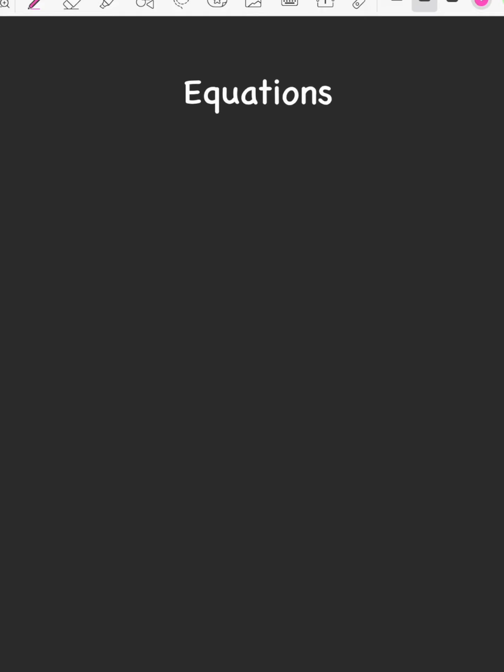Now, what is an equation? An equation has the equal sign, which means that the equation is true on both sides. And this will make more sense once I write out an equation. For now, we're going to just start with the basic equation example, and then I'll go over linear equations.